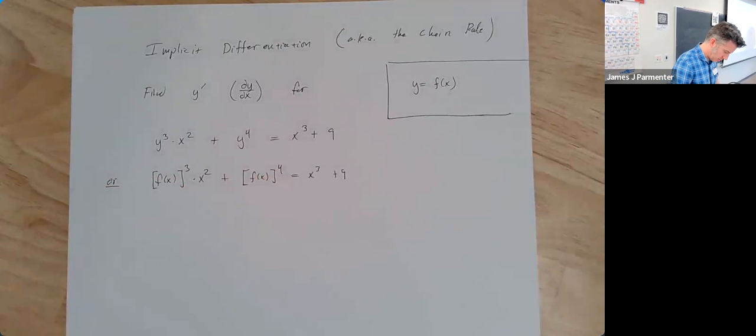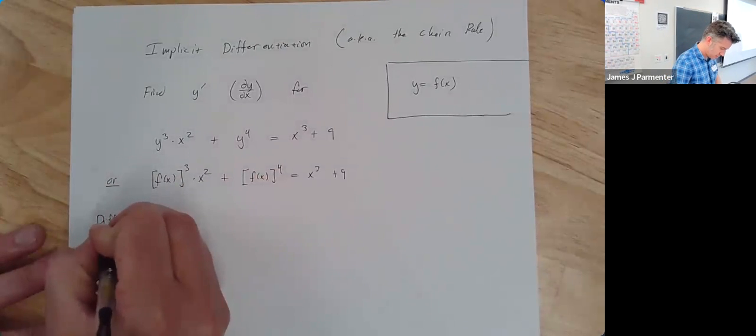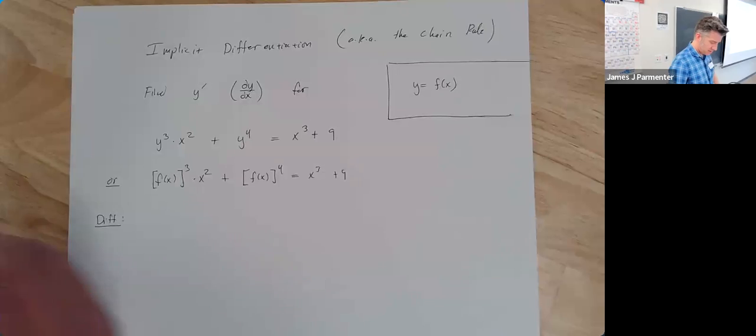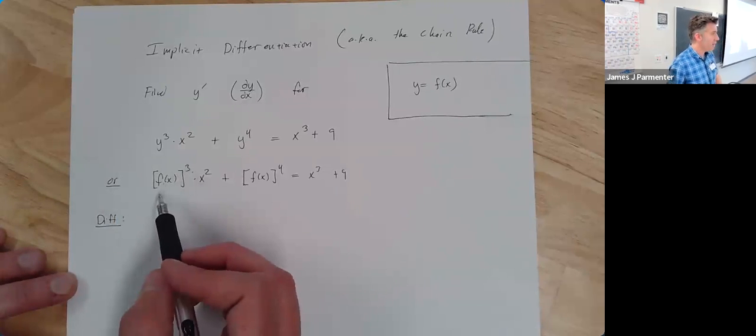Same deal. y is a function of x. And now we're going to differentiate both sides. So what's the derivative of some function cubed, or some stuff to the 3rd power? 3 times our stuff to the 2nd power, but then I said stuff, so what do I have to multiply by? Which in this case is f prime of x.